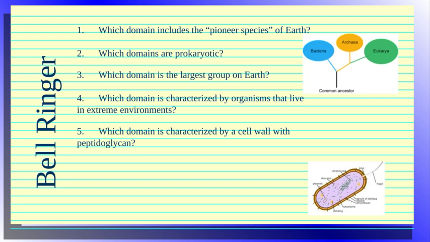So which domains are prokaryotic? Those would be the domains bacteria and archaea, because they only have prokaryotic organisms in them. Which domain is the largest group on Earth? That would be the domain bacteria, with the eubacteria being the largest kingdom on Earth as well.